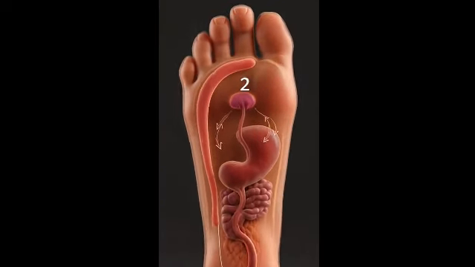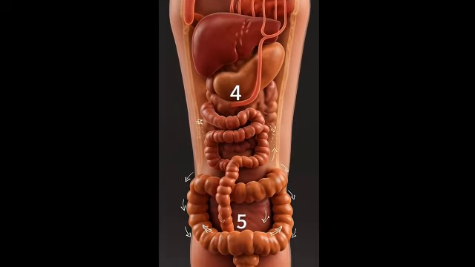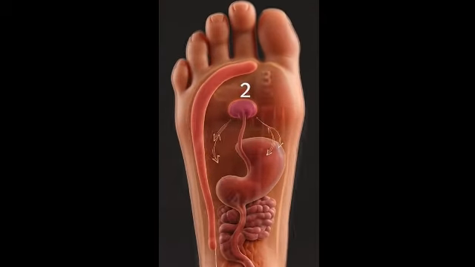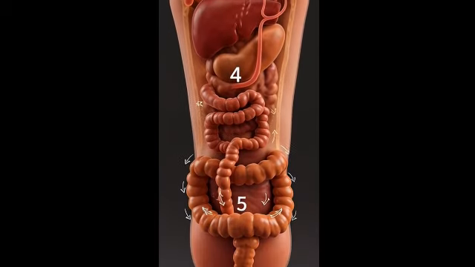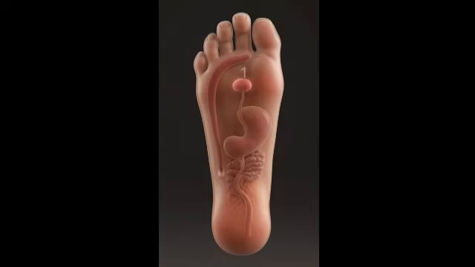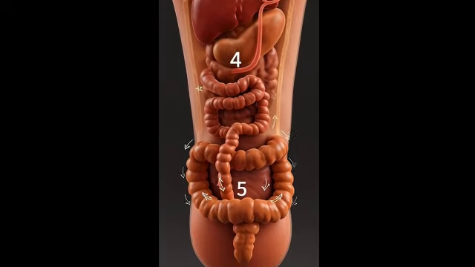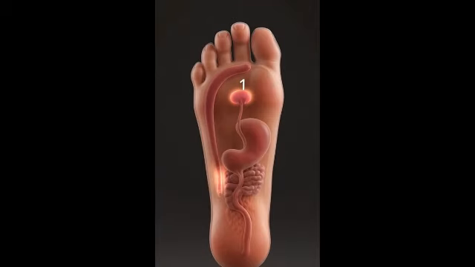Then move to the stomach digestion. Step 2. The stomach mixes food with powerful acids and digestive enzymes, breaking it down into a semi-liquid substance. This process prepares food for nutrient absorption later in the digestive tract.